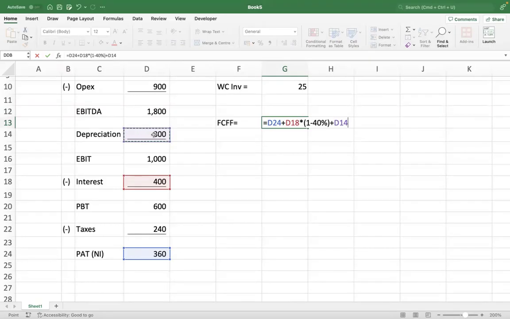Because if you have interest in your P&L, it reduces your profit and therefore reduces your tax liability.